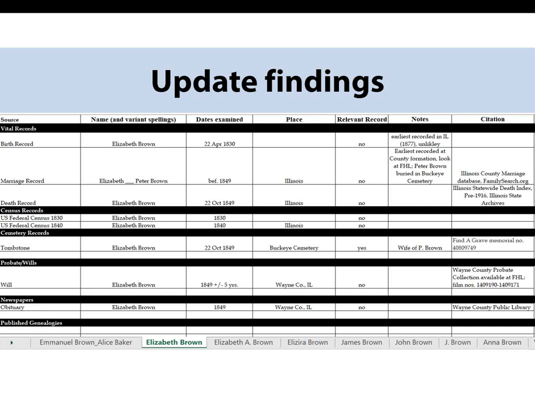In this case, when I was looking for Elizabeth Brown, I didn't find anything that was relevant. So that's why in this relevant record column, everything basically says no, except for the original record that we found in Buckeye Cemetery. That doesn't mean that she's an open and shut person and we're never going to look at her again, because we might eventually along the way find information that will lead us to more about Elizabeth. But at this stage of the game, we're going to move on to the next person.